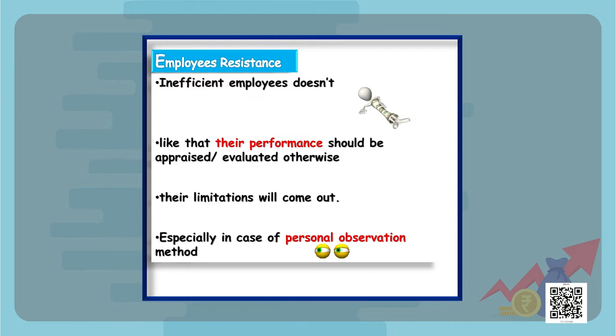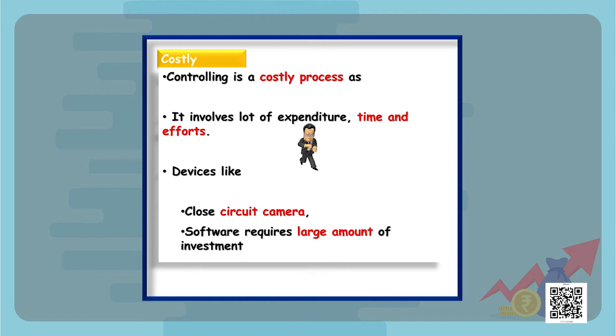Then the next limitation is that it is costly. Controlling is a costly process as it involves a lot of expenditure, time and efforts. Devices like CCTVs or software require a huge investment on the part of the company.